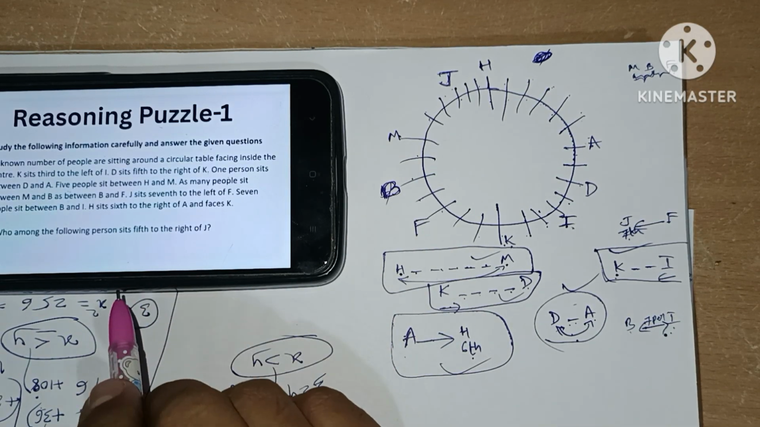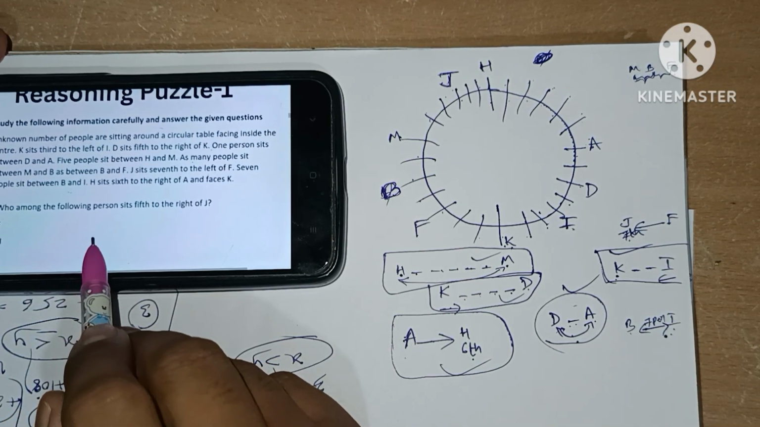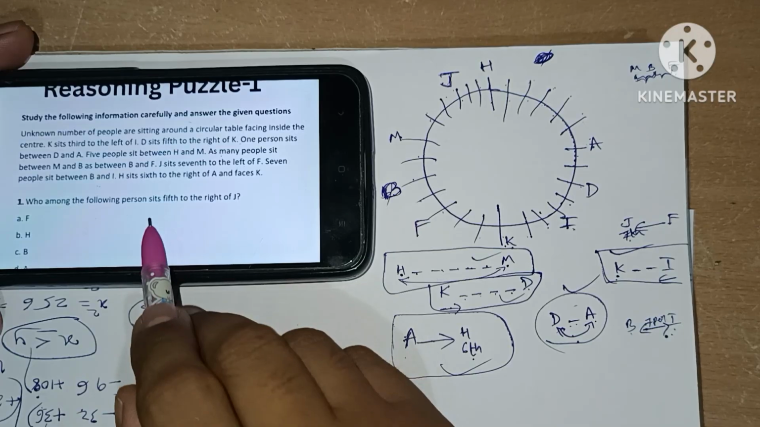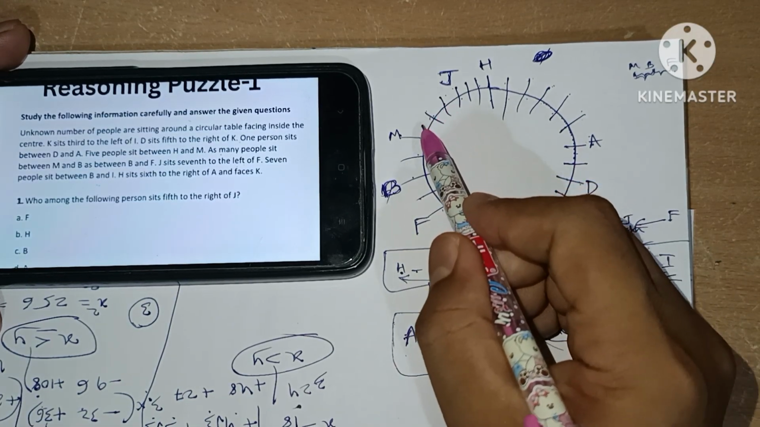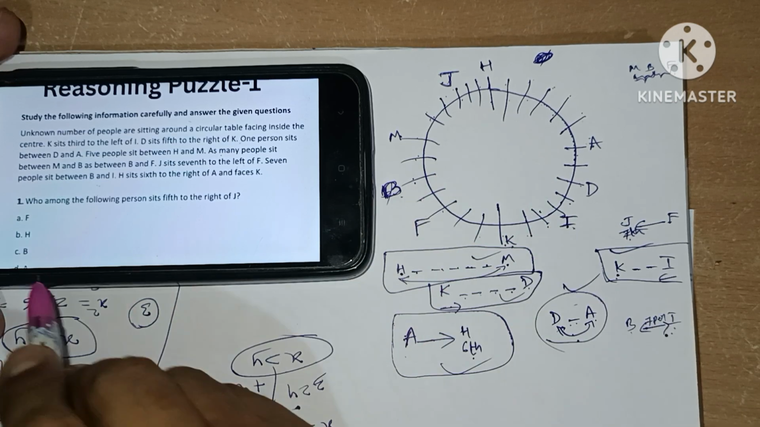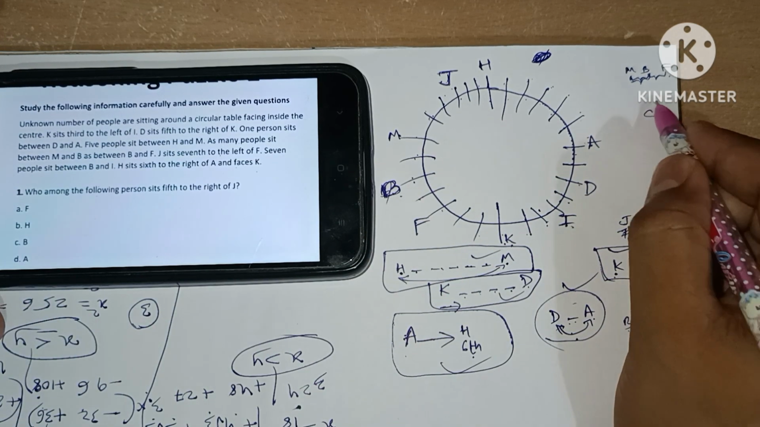Let's see the questions that are asked. Who among the following persons sits fifth to the right of J? Fifth to the right of J means 1, 2, 3, 4, 5. B. Option C is our answer.